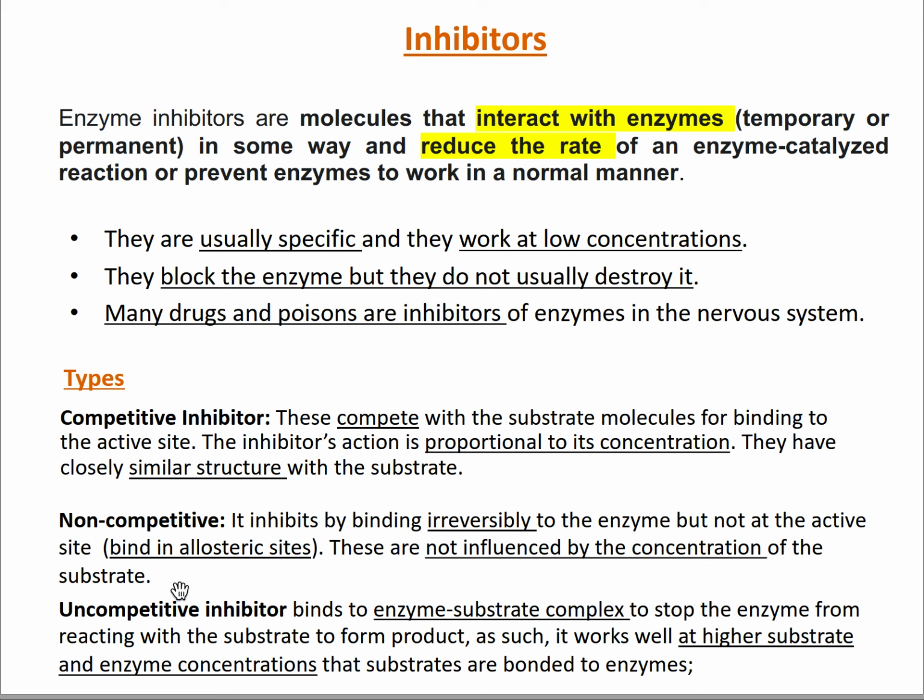An uncompetitive inhibitor binds to the enzyme-substrate complex to stop the enzyme from reacting with the substrate to form product. As such, it works well at higher substrate and higher enzyme concentrations, where substrates are bound to the enzyme. So uncompetitive inhibitors work by binding with the enzyme-substrate complex. If you increase the concentration of the enzyme and the substrate, the enzyme-substrate concentration will be higher, and then the uncompetitive inhibitor will bind with the enzyme-substrate complex, so inhibition will be higher.